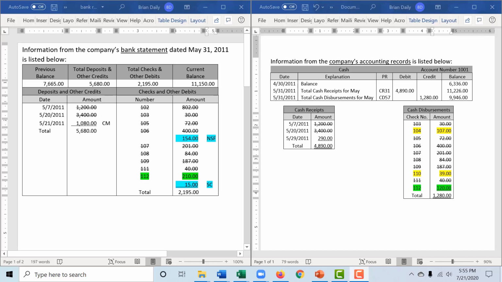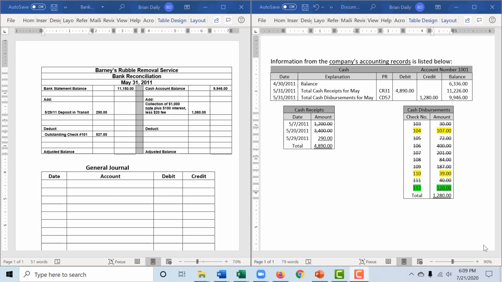Lastly, there are two line items that appear on the bank statement but not on the company's records, which I highlighted in blue. We will also need to look into these, but for now, we're going to place these two outstanding checks on the bank reconciliation report. Since checks 104 and 110 are outstanding and have not yet cleared the bank, they need to be deducted from the bank statement balance on the report, along with the other outstanding check we identified earlier.